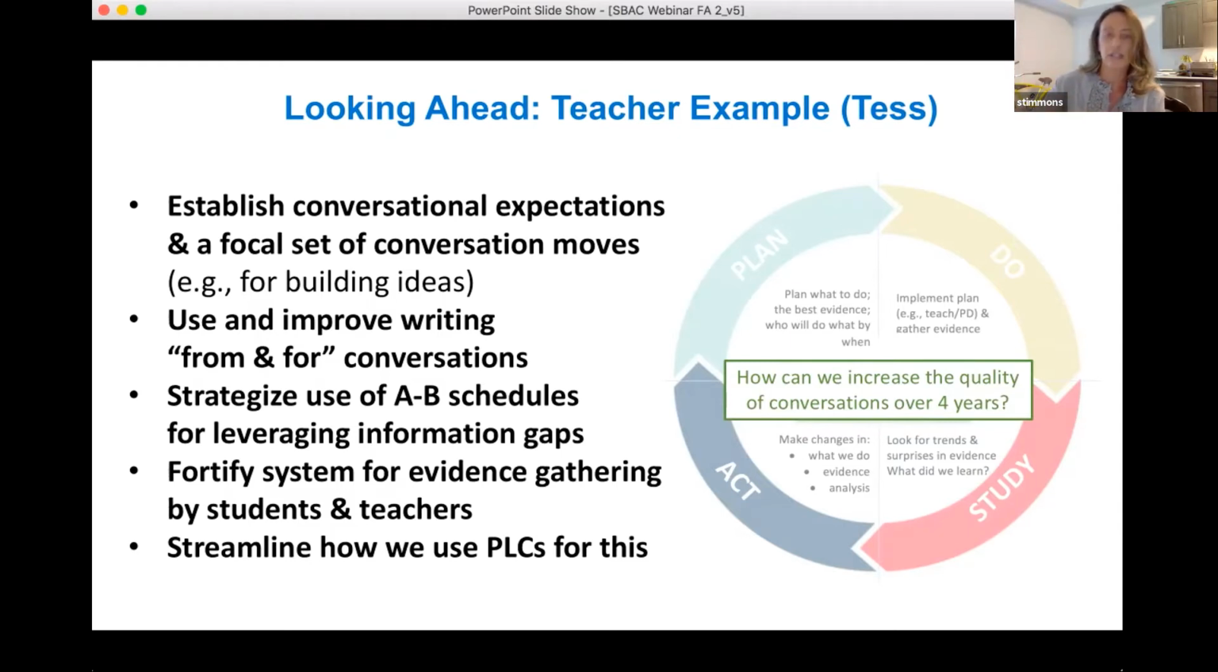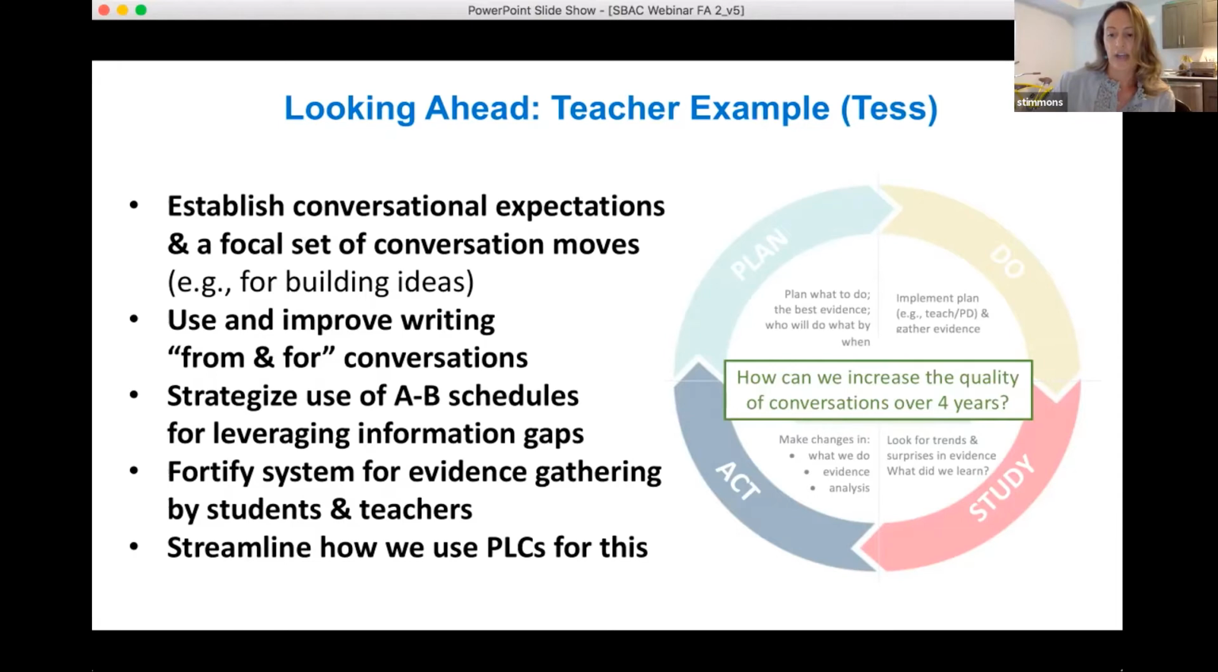We're also going to look at their first and secondhand evidence in their writing. Hopefully, they don't just run to the Google search engine for an article, but they actually embed these conversations into their own articles and essays that they write. I'm going to skip down to fortifying systems, and then I'll come back to AB schedules.